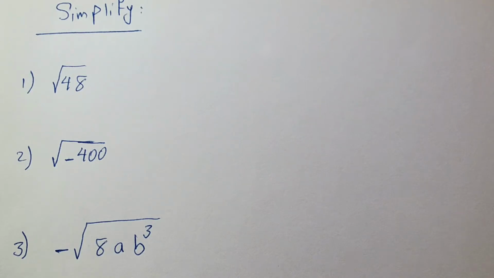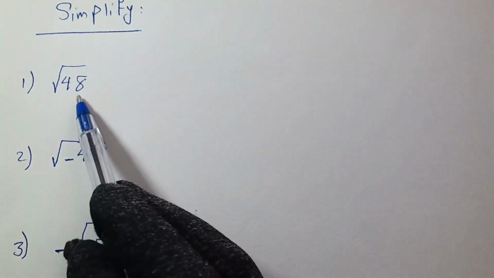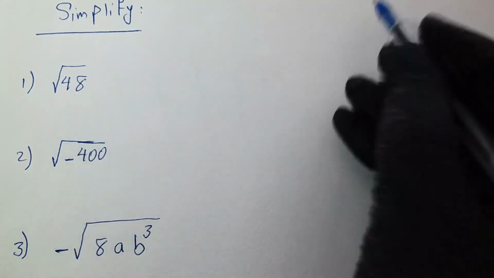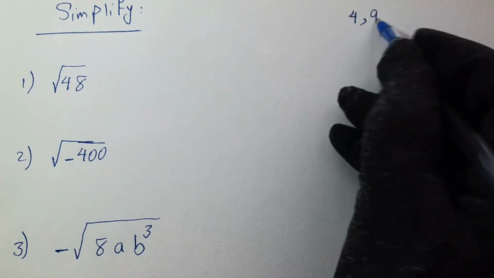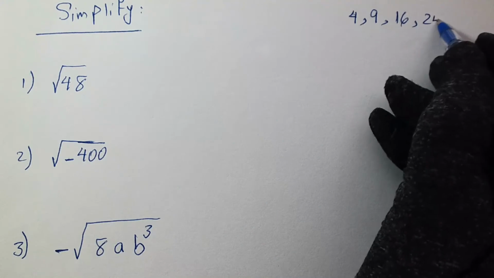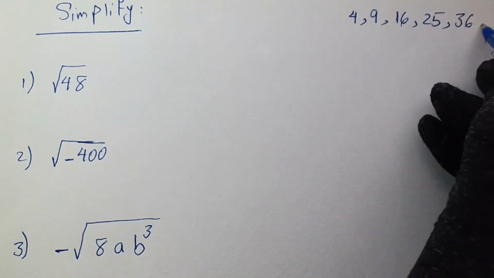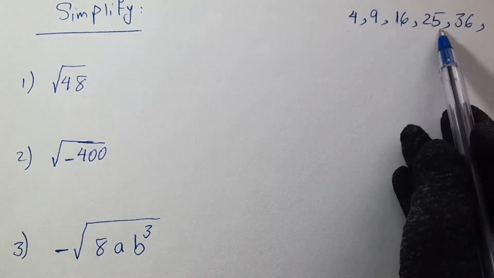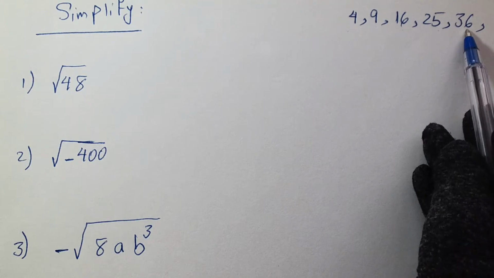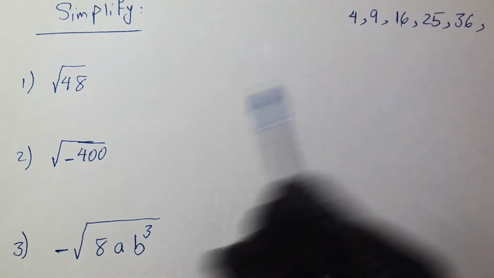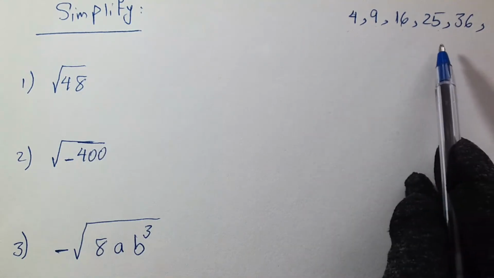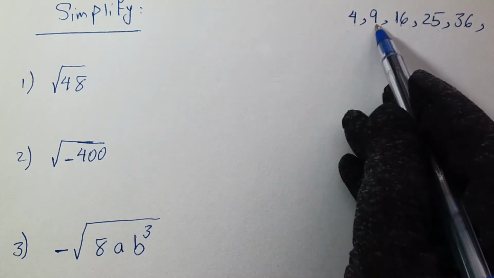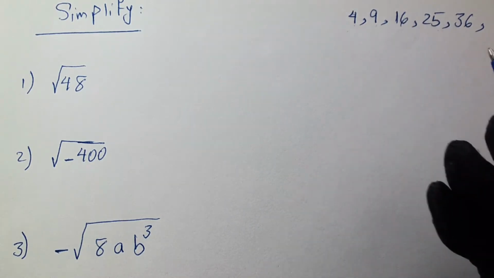To simplify a radical, if you have a number, first check if that number is a perfect square number. Perfect square numbers are 4, 9, 16, 25, 36. You know, 2 squared is 4, 3 squared is 9, 4 squared is 16, 5 squared is 25, 6 squared is 36. So if your number in the radical is one of those numbers, the square root of those numbers is going to be easy to find. The square root of 4 is 2, square root of 9 is 3, square root of 16 is 4.